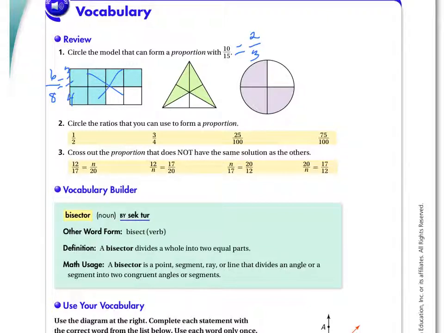What about this one here? How many pieces are shaded? 4 out of how many total? 6. So we have 4 is to 6 as, reduce that, 2/3. So this one works. Let's double check on this one. What's shaded on the circle? 3 out of 4. And so that one does not work.